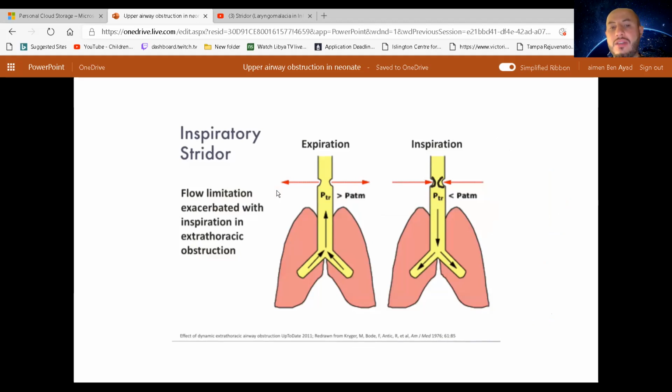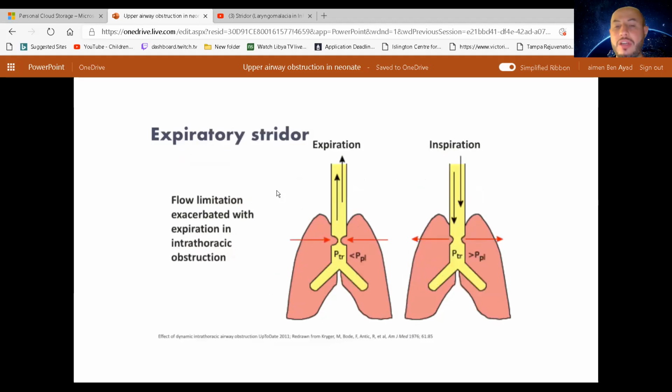To know the answer, we need to look at the difference in pressure between atmospheric pressure and the tracheal pressure at the level of the extrathoracic. Let's go to the intrathoracic first and then we'll come back to the extrathoracic. At the intrathoracic level, there is a very, very important pressure that we need to understand, which is the pleural pressure, usually negative.